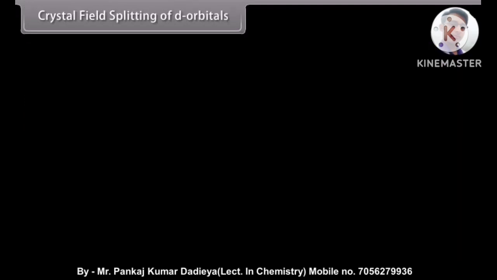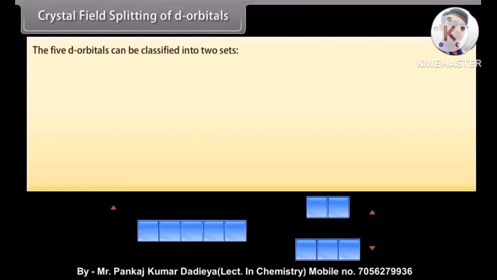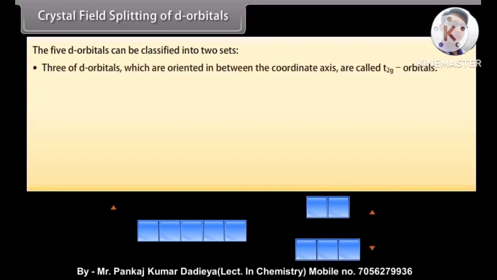Crystal field splitting of d orbitals. The 5 d orbitals can be classified into 2 sets. 3 of the d orbitals, which are oriented in between the coordinate axes, are called t2g orbitals. The other 2 d orbitals, oriented along the axes, are called eg orbitals.